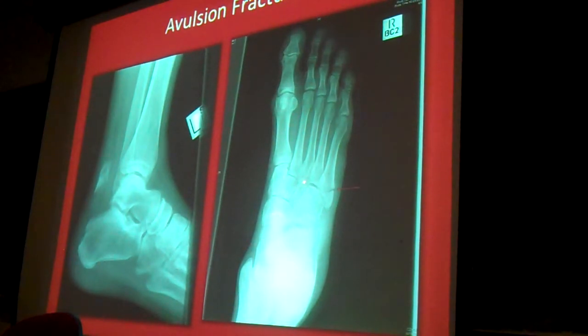This one, that's a break right there, on the fifth metatarsal. What muscle attaches right there? The peroneus brevis, or fibularis brevis. It attaches right there, and this is a typical ankle inversion injury where you strain, you pull it this way, you're stretching that tendon, and you pull the bone right off.